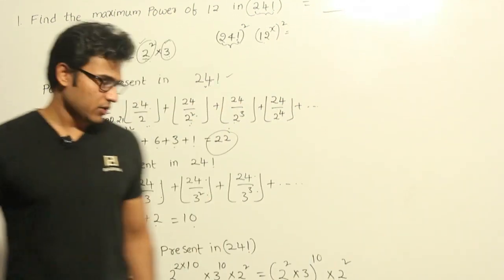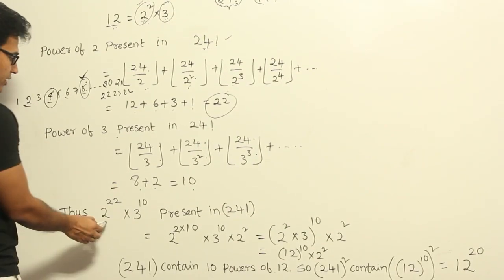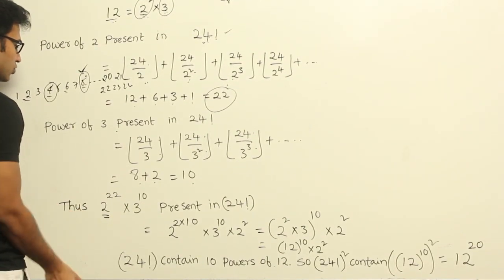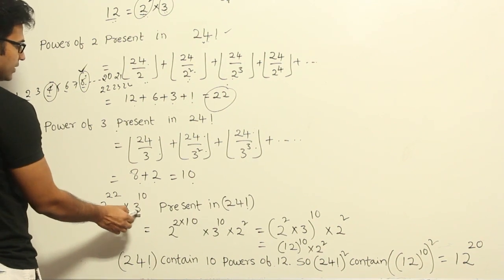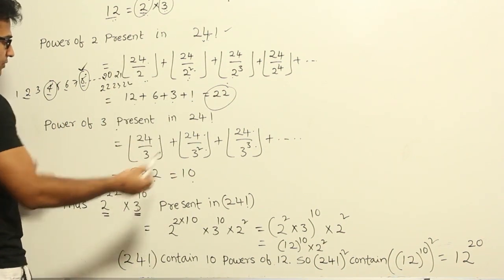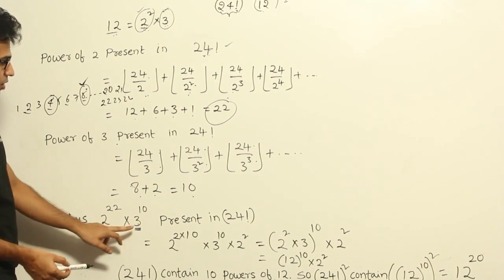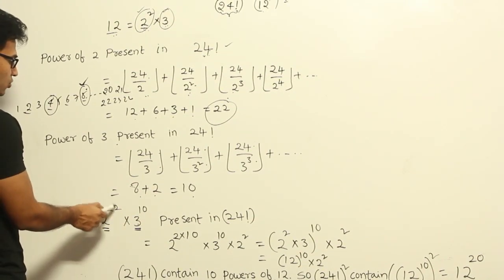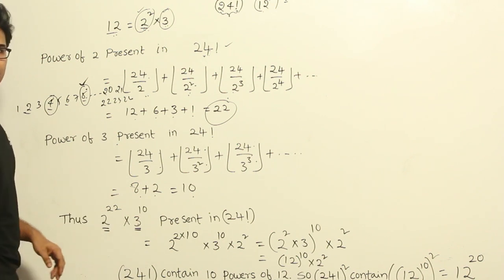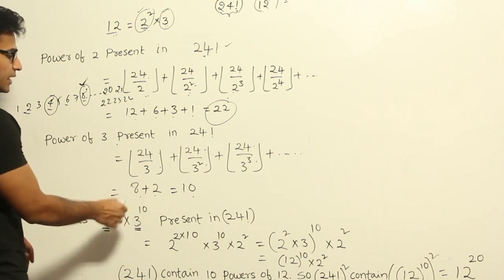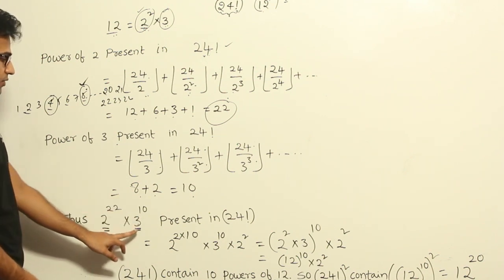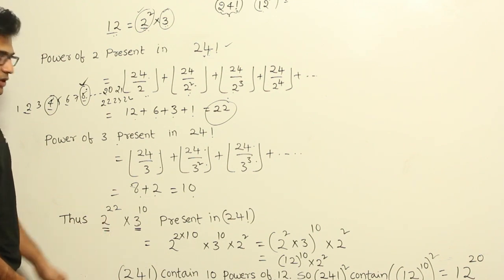Now you are able to find out that there are exactly 22 2's and 10 3's when I do the prime factorization for this number, 24 factorial. Now in order to form 12, I can take 2 2's for every 3 here, right? Therefore here the bottleneck is 3. I need at least 1 3 to form it. Anyway, 2's are greater than that.